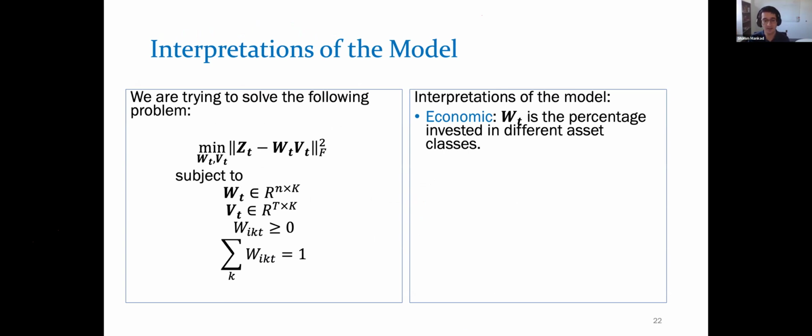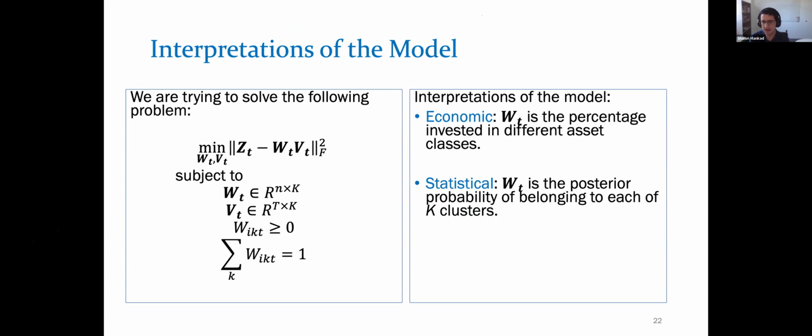People have been doing this decomposition for years, and in fact have been applying it to stock returns without ever making the connection to the balance sheet and that kind of thing. If you write this in the usual matrix factorization way with the Frobenius norm, you get what's on the left-hand side. I went through the interpretation of W from a finance or econ point of view: it's the percentage invested in different asset classes.